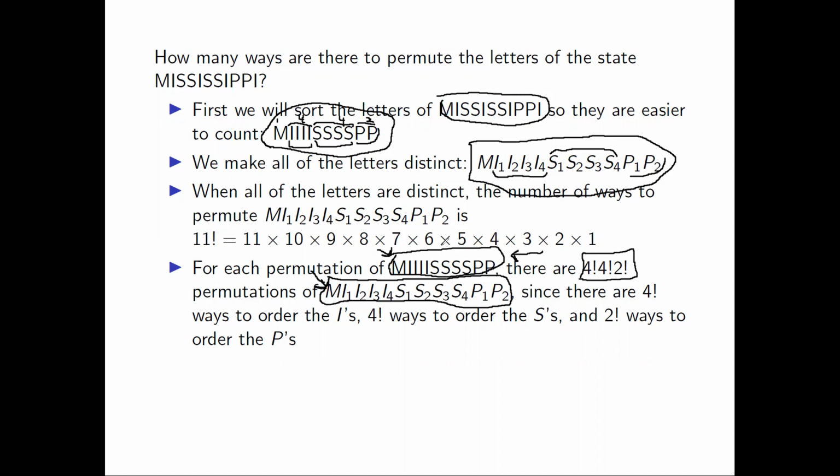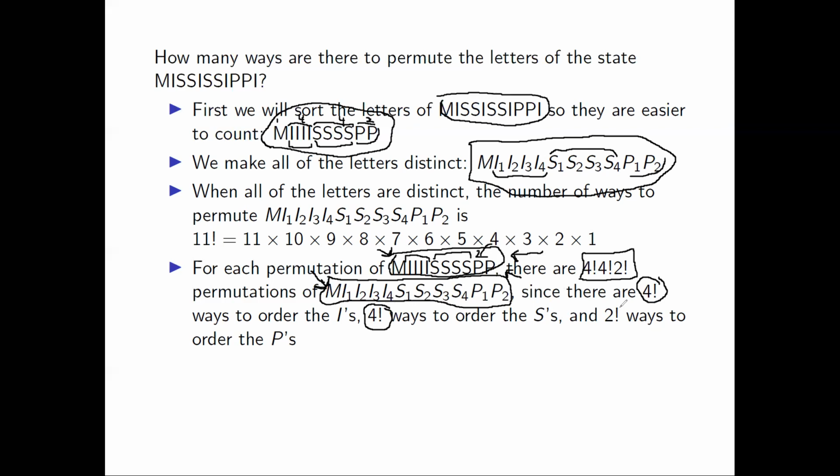So given any permutation of the first one, we can look at the locations of the i's in that permutation. And for any given locations of those i's, there are going to be 4 factorial ways that we can order the I1, the I2, the I3, and the I4 in the slots for those i's. Given a permutation of this one, there's going to be some slots for the s's as well. There's going to be 4 factorial ways to order the s's, S1, S2, S3, and S4, in the slots for the s's from this permutation.